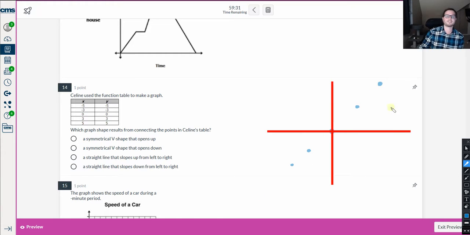So obviously this is not exact, but it does give us enough of the information to make a choice. Is this going to be a symmetrical V shape? No, this is not a V shape at all. This is just a straight line.